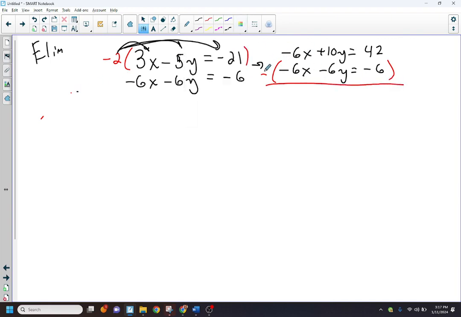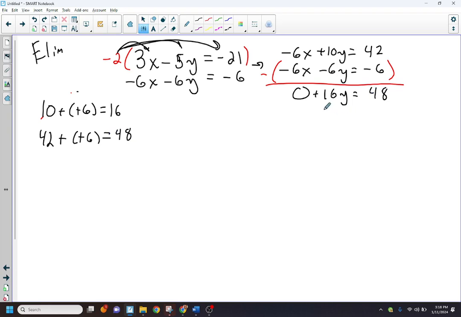0. So negative 6 minus negative 6 is 0, which is good news for us. 10 minus negative 6. Never be afraid to write it on the side over here. That's a double negative, so that's positive. So that's 16y. Why is it 10 a negative? The 10 is positive. So this is positive 16y equals 42 minus negative 6. It's going to be, again, a double positive. So you add, which is 48.